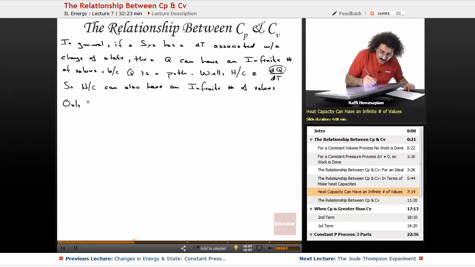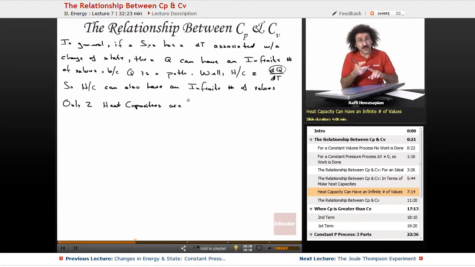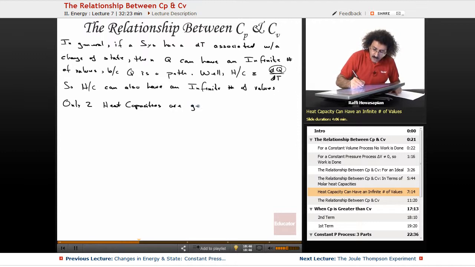Only two heat capacities are generally important. Heat capacity under constant pressure, heat capacity under constant volume. So when we put these two constraints on there, those are the two that matter, not the infinite variety of them. In other words, we want to go from temperature 1 to temperature 2 under constant volume. We want to go from temperature 1 to temperature 2 under constant pressure. In both of those cases, there's a heat capacity associated with both of those paths, with both of those processes. So only two heat capacities are generally important.